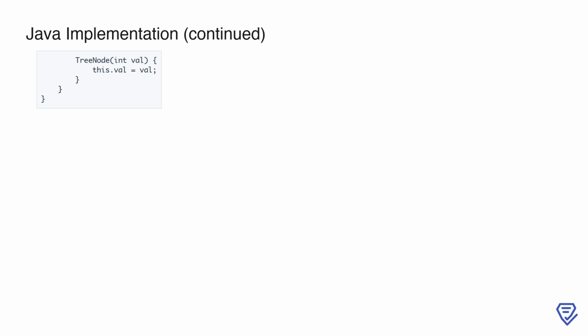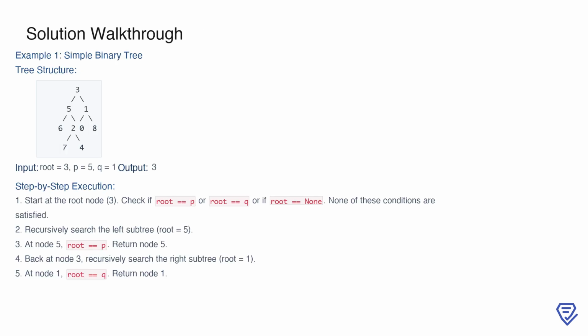Finally, we include the definition of the TreeNode class, which represents each node in the binary tree. It contains an integer value val and references to its left and right child nodes. This class is essential for constructing and navigating the binary tree used in this algorithm. With this implementation, we can efficiently determine the lowest common ancestor of two nodes in a binary tree using a recursive approach. In this first example, we're working with a simple binary tree where the root node is 3.